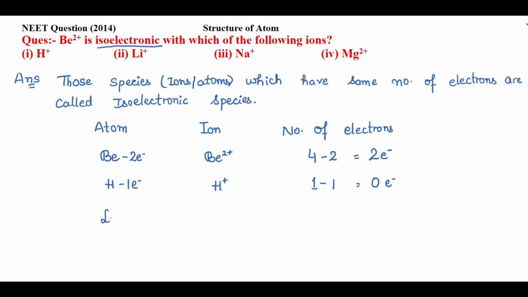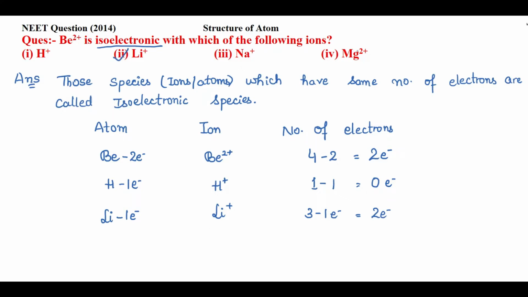Next option, lithium positive. So if I'll subtract 1 electron from lithium atom, it will form lithium positive. So number of electrons in lithium atom is 3, minus positive charge means 1 electron is subtracted from this lithium atom. So 3 minus 1, it will be 2 electrons. So the isoelectronic species with beryllium 2 positive is lithium positive.